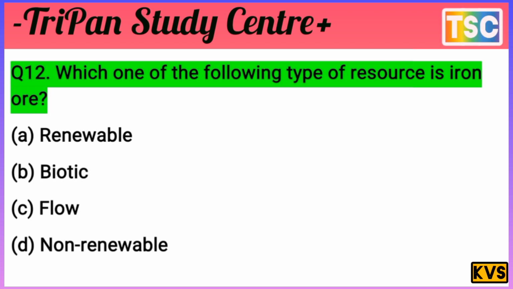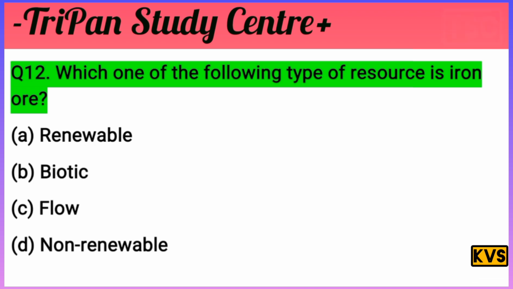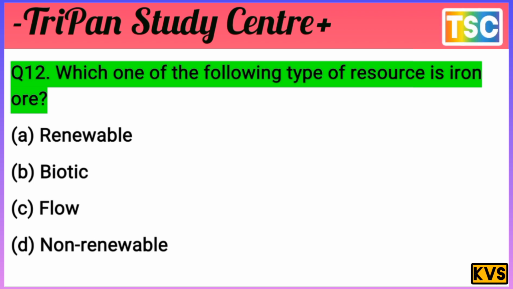Let's see what our answer is for this question. That's important. You know that iron ore is not a renewable resource. First of all, the first option, renewable, is rejected here. B is not right either: biotic and non-biotic, you understand? Biotic is a living thing. Iron ore is not a living thing.